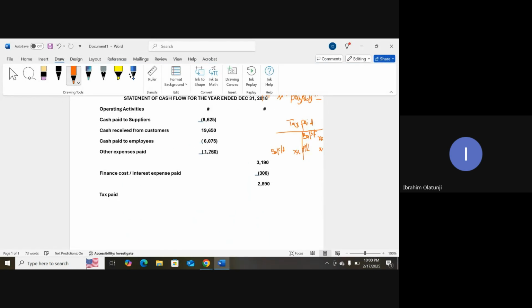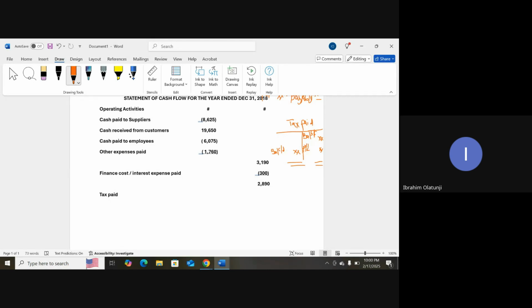You put it here. You now add. By the time you add, then you subtract. The difference is the tax that you paid. Are you getting it? The difference of the two sides is called tax paid.